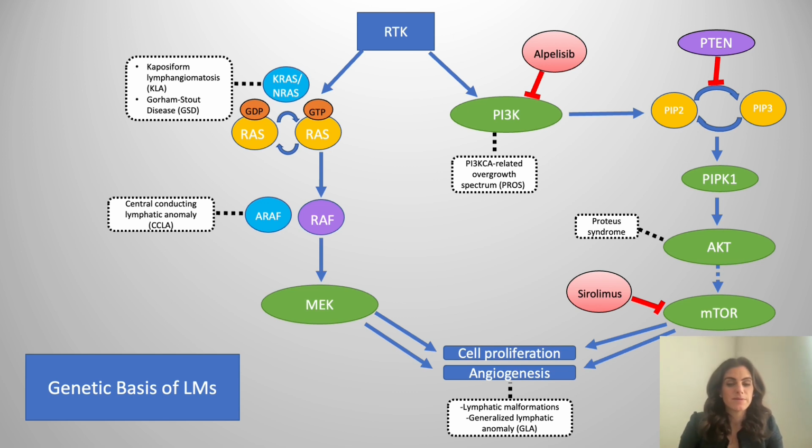Lymphatic anomalies are caused by mutations in genes encoding components of these oncogenic growth factor signaling conduction pathways. Localized LMs have recently been found to harbor PI3K-CA mutations. Somatic mutations in this protein are also the cause of PI3K-CA-related overgrowth spectrum. Complex lymphatic anomalies are associated with mutations in components of the RAS, MEK, MAP kinase pathway, which is seen on the left side of the screen.